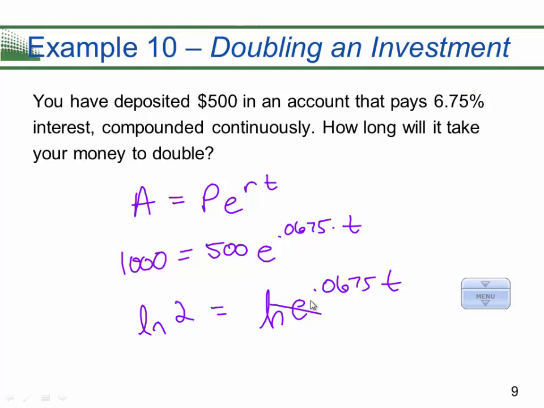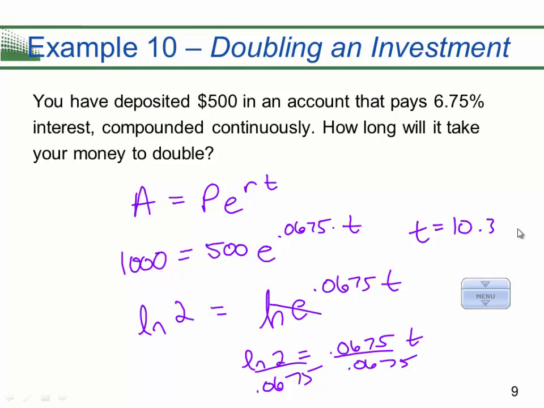And you end up with natural log of 2 is equal to 0.0675t. And now divide both sides by 0.0675, and you end up with 10.3 approximately. How long will it take for your money to double? That's years. So I would say let's round that to 11 years. It's somewhere in the 10th year it does it. Since usually we don't talk about portions of years with decimals, let's say it's going to take 11 years for our money to double.